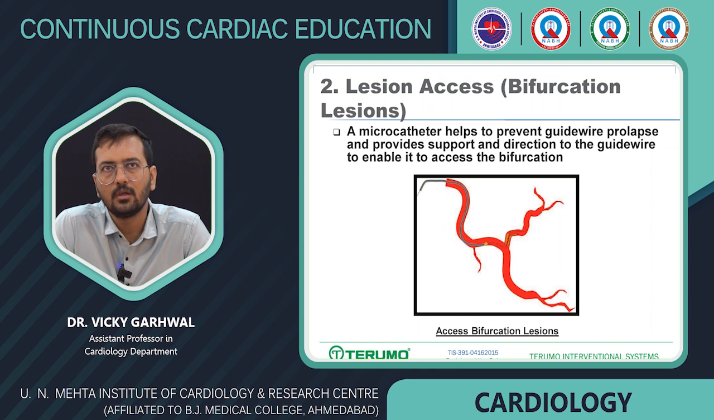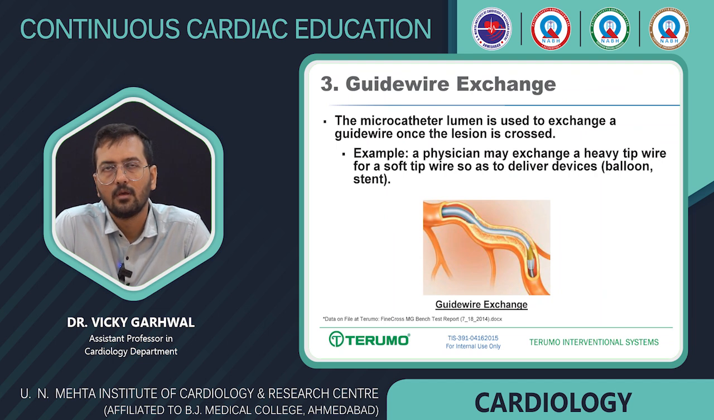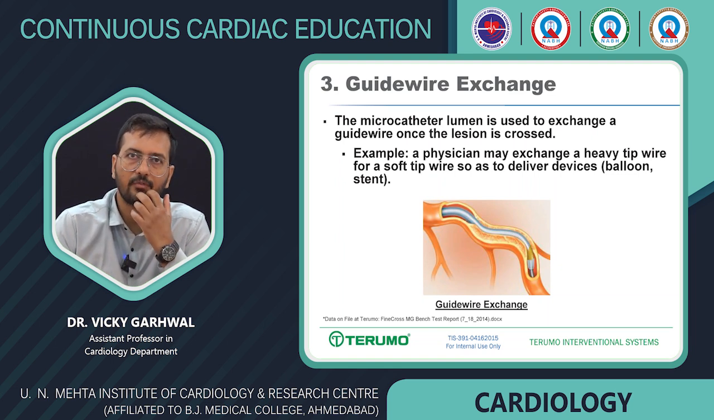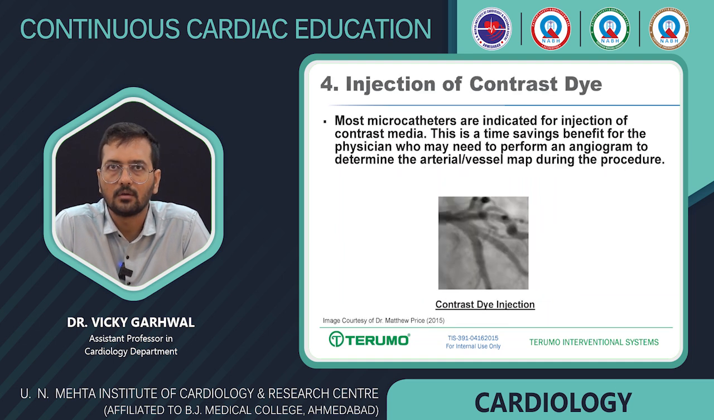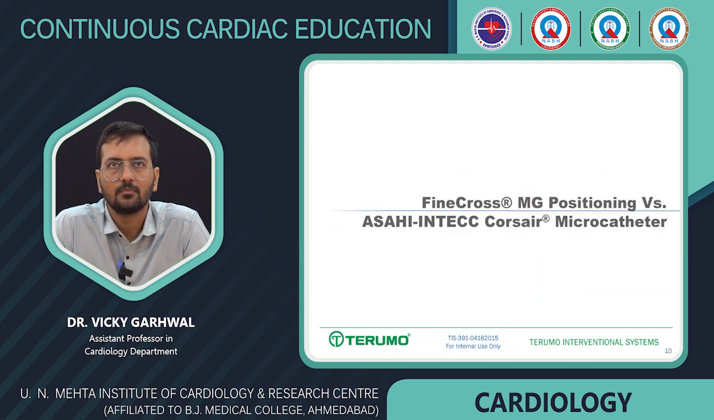For bifurcation lesions, a microcatheter helps to prevent guide wire prolapse and provides support and direction to the guide wire to enable access to the bifurcation. For guide wire exchange, when we are passing a wire through the CTO, like Pilot 50 or 150 or crossover wires, for exchanging these hydrophilic guide wires with the workhorse wire, we can use the microcatheters. And also for the injection of the contrast dye.